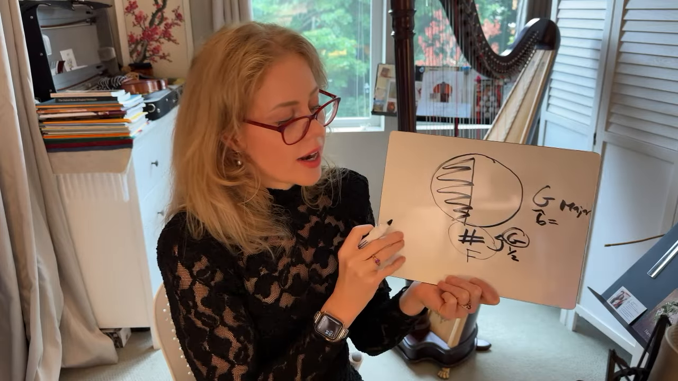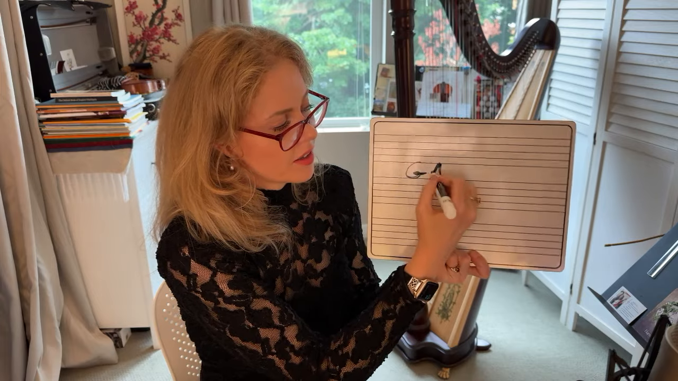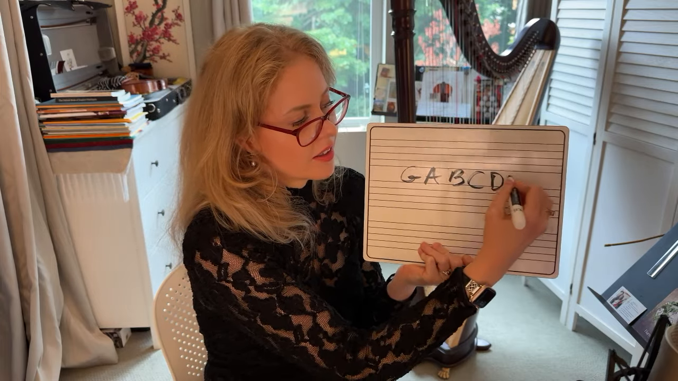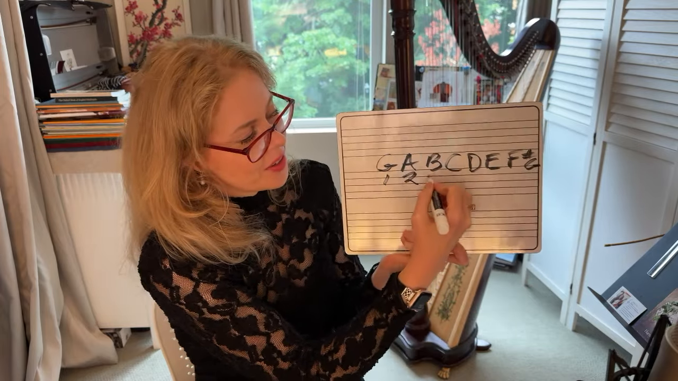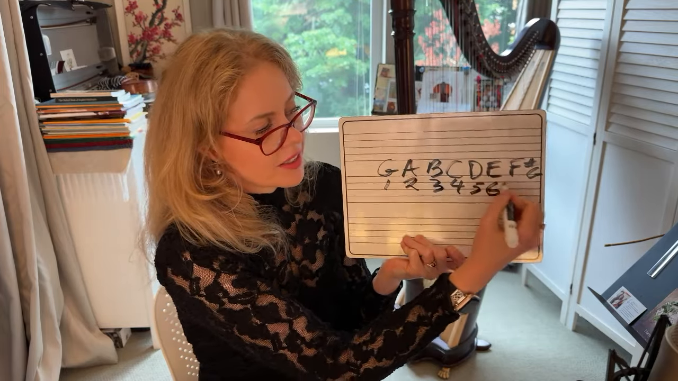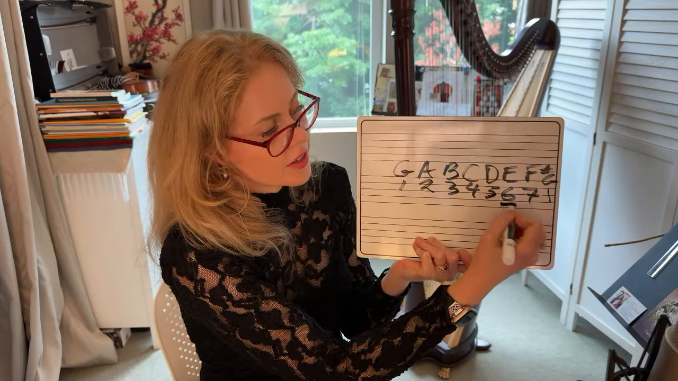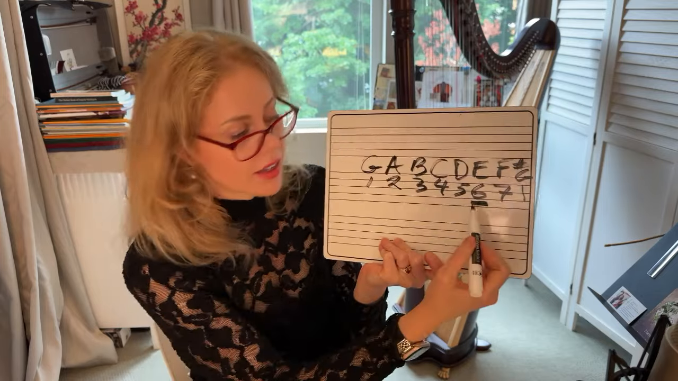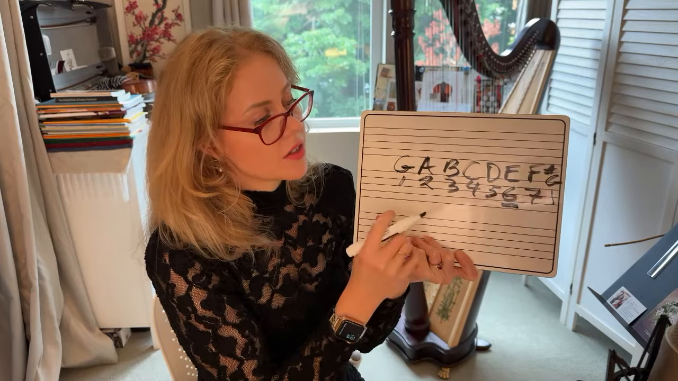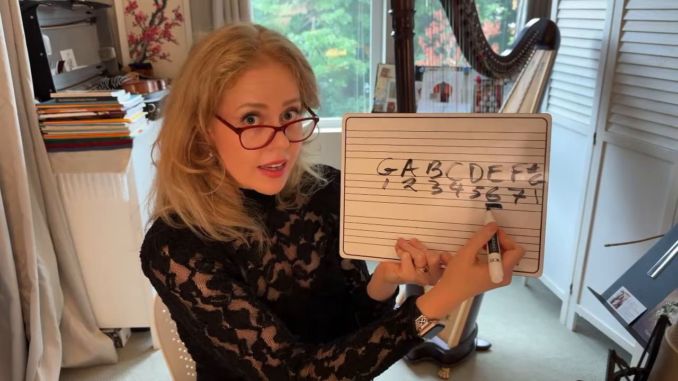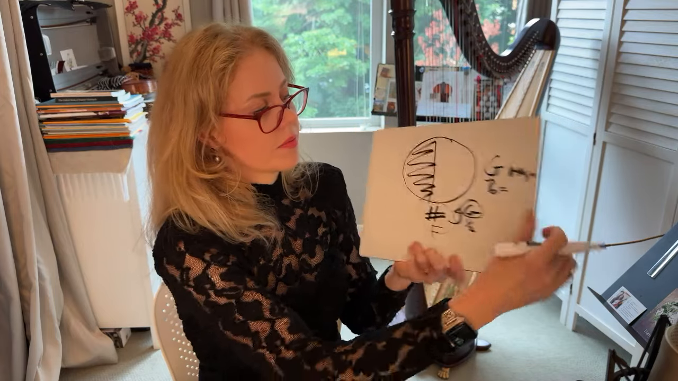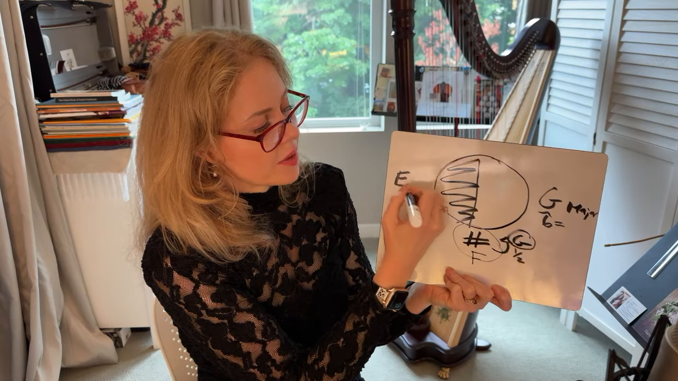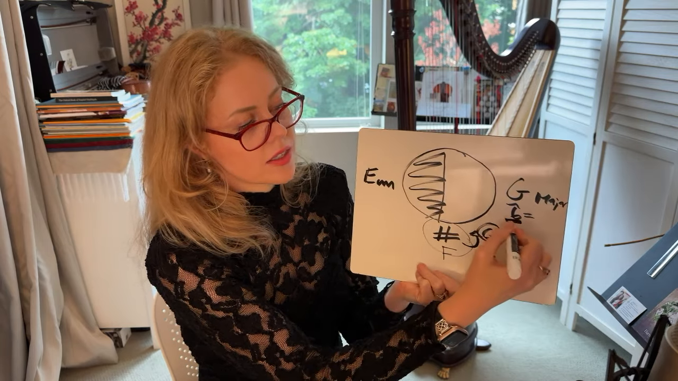So if we just write out our G major scale, G, A, B, C, D, E, F sharp, G, 1, 2, 3, 4, 5, 6, 7, 1. Here's our sixth scale degree. It is the note E. So if we just start on an E and end on an E, plug in the same key signature, we have something that sounds minor. It's always the sixth scale degree of the key.